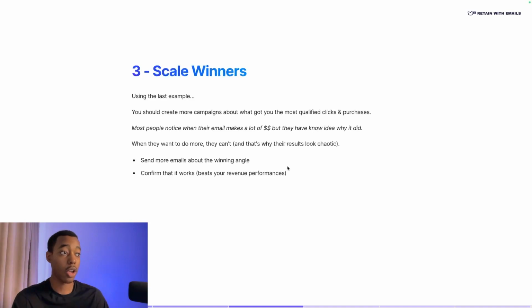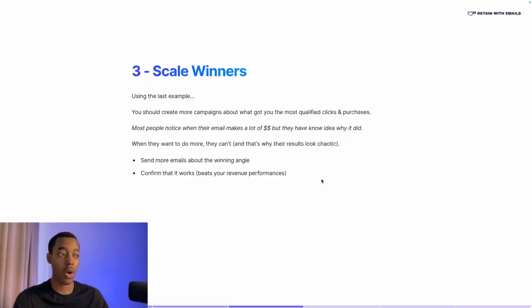Once you've done that, you're going to scale the winners. So using the last example, you should create more campaigns about what got you the most qualified buyers, because you're going to see that a lot of the time what people click on is not necessarily what gets you the most purchases. Not all campaigns that have a high click rate are going to have a high placed order rate. So not all people that click are the most qualified all the time. And so getting a feel of what pages convert the best, and what product you need to advertise to get them on the best converting page, is just going to get you very high ROI.